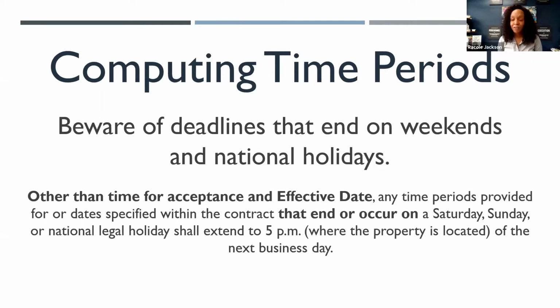I write an offer and I say that I'm the buyer and I make an offer and I put on the contract that I need to hear back from you within 2 days, right? And we'll use July 2nd. If I say I need to hear back from you, seller, within 2 days as to whether or not you accept my offer, guess what? July 4th, I need to hear from you because it says, other than time for acceptance and effective date, outside of those two dates, everything else rolls forward.